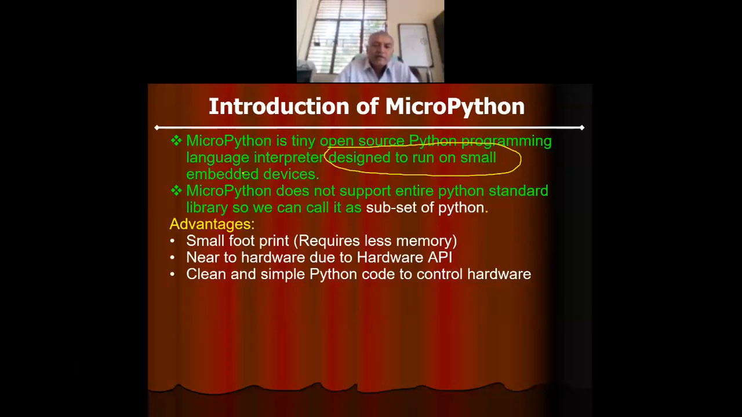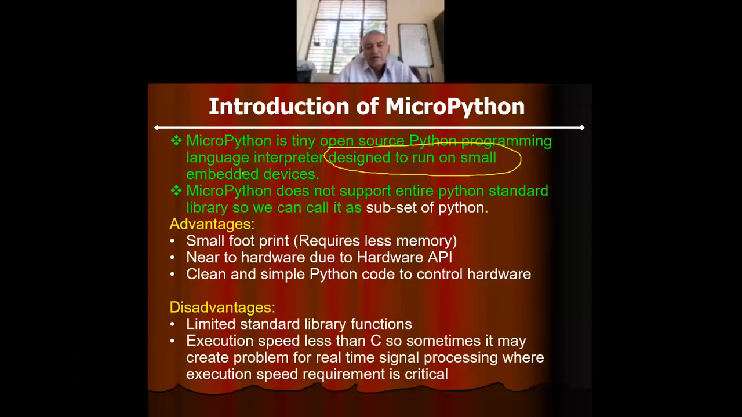The disadvantage is that it has limited standard library functions. Naturally, it has a small footprint, so it will not be able to hold all library functions. Also, I have seen that execution speed is lower than C. Sometimes it may create a problem for real-time signal processing where execution speed is critical. But in most of our applications, we want to read sensor data and send control signals to the actuators. In that case, it is sufficient.